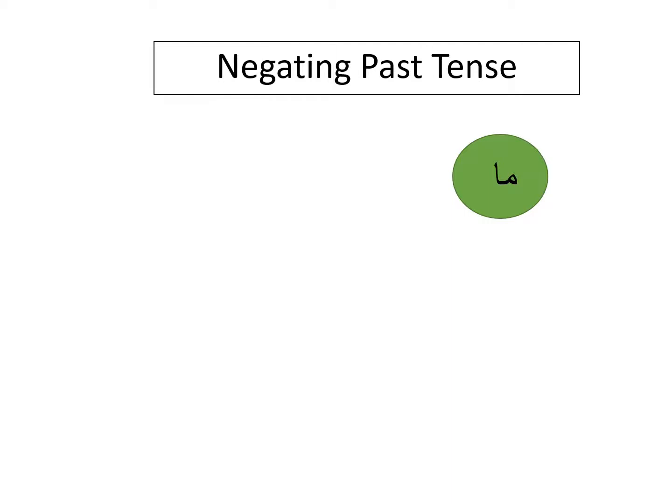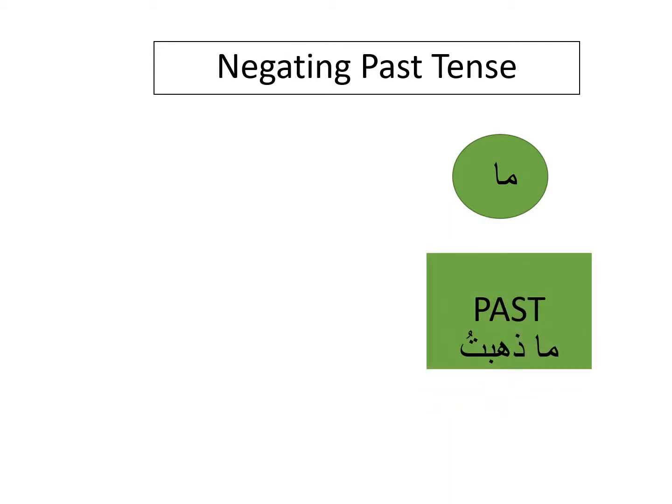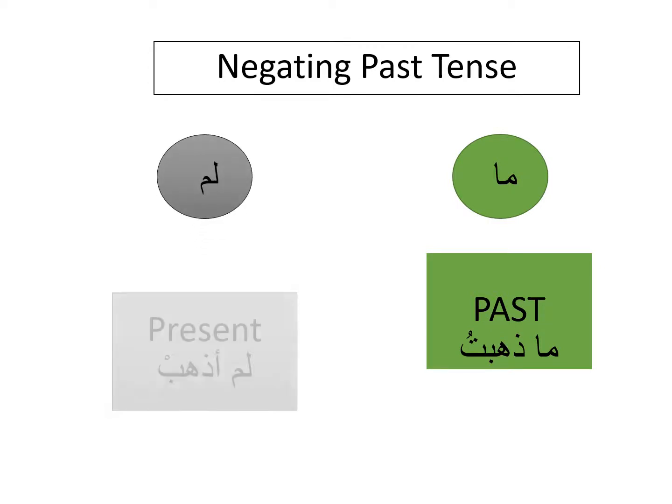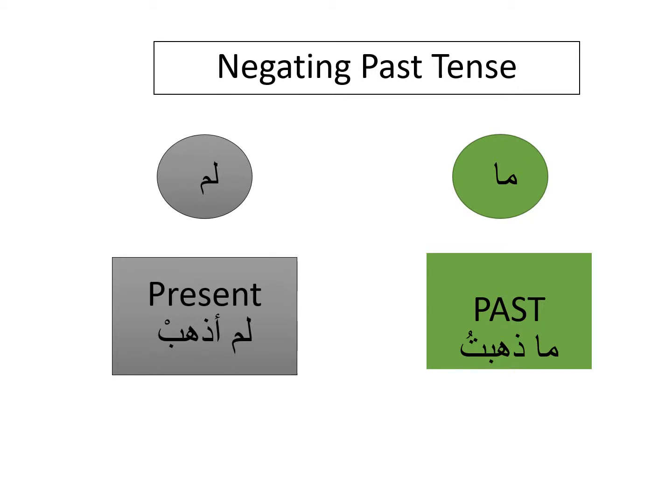The first one, you precede the past tense verb by ما. ما ذهبت. I did not go. The other way, you precede present tense by لم. لم أذهب. I did not go.